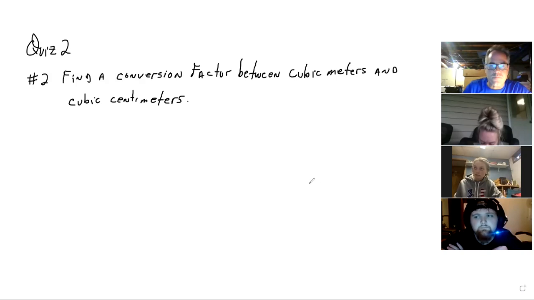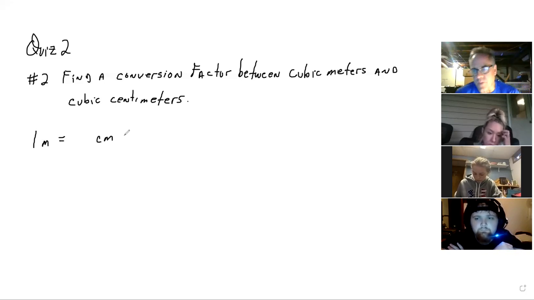Okay. So, 1 meter, and so I'm asking this question to the group. 1 meter equals how many centimeters? 1,000.